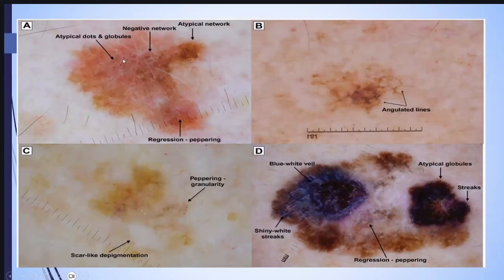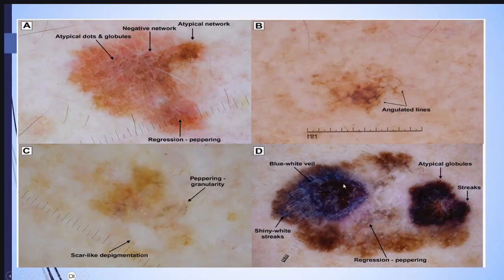So these are the atypical dots and negative network. Normally our skin has some ridge pattern, right? That will be seen in white color. That is the negative network, and the atypical reticulate pattern, a net-like pattern here, right? Angulated lines, granularity. This is a scar-like depigmentation. You just see a white area. And this is the blue veil, as I told you.